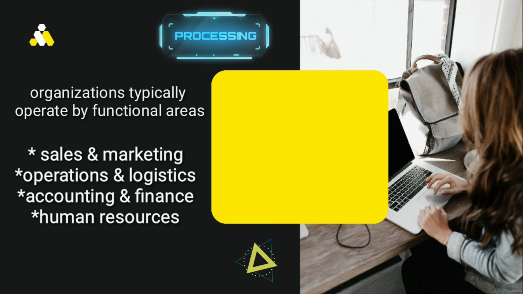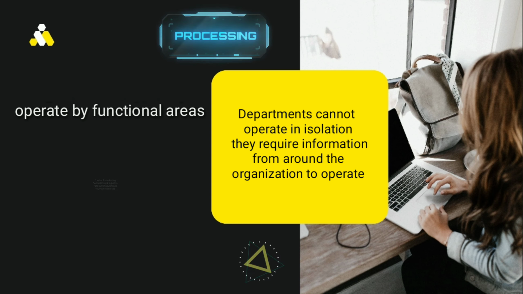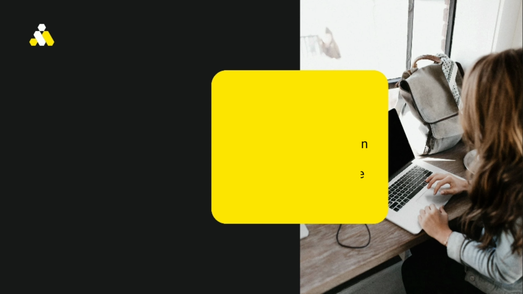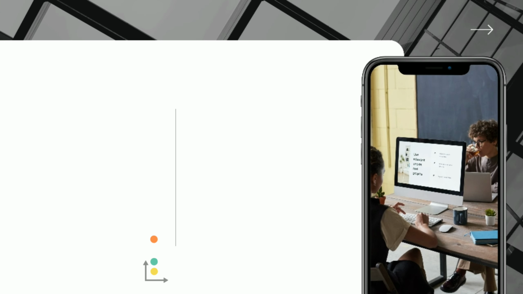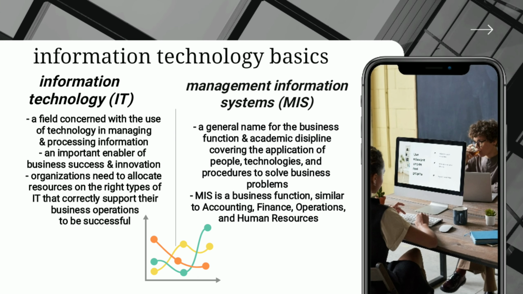Organizations typically operate by functional areas, as example, sales and marketing, operation and logistics, accounting and finance, and lastly, human resources. Departments cannot operate in isolation. They require information from around the organization to operate. There are two basic types of information technology: information technology (IT) and management information system (MIS).